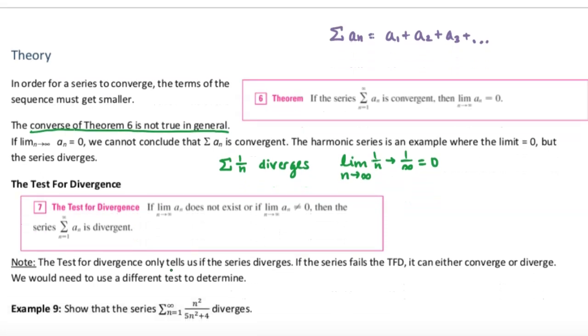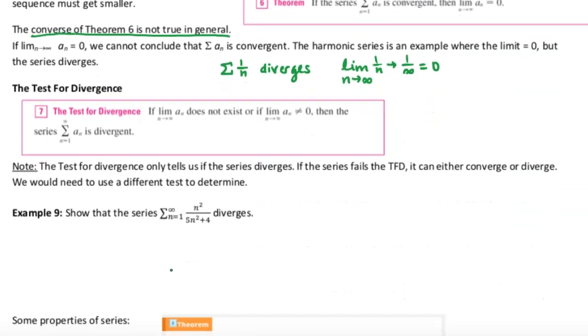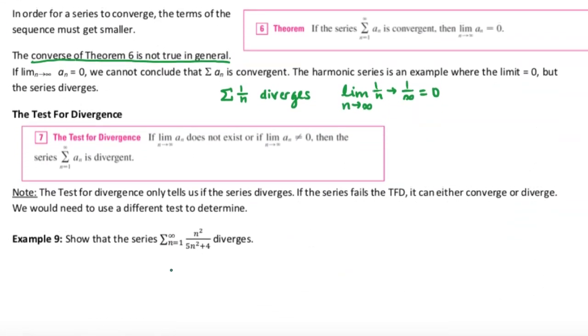All right, and so let's do an example of this. Example 9. We want to show that the series diverges, and let's use the test for divergence. And using the test for divergence.